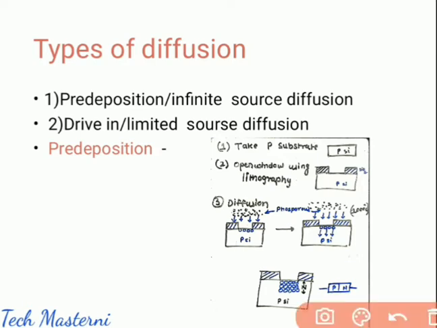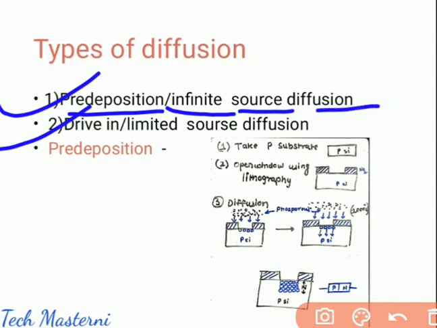So we have two types of diffusion process. First one is predeposition and second is drive-in. Predeposition is also known as infinite source diffusion and drive-in is also known as limited source diffusion.